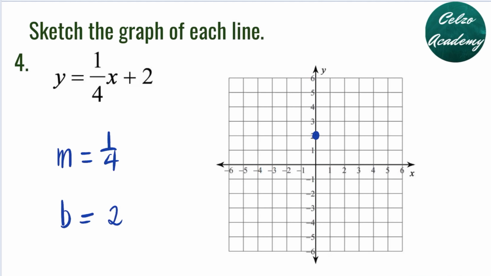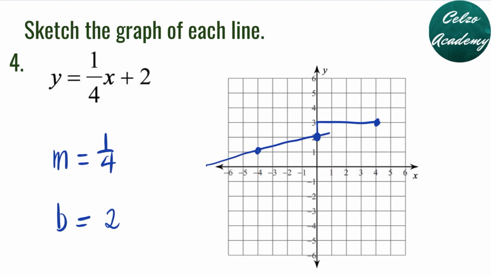From 2, we need to graph the slope 1 over 4, which means 1 up and then 4 units to the right. Or you can also go 1 down and then 4 left. Now let's connect the dots to draw the line. So this is the graph of y is equal to 1/4 x plus 2.